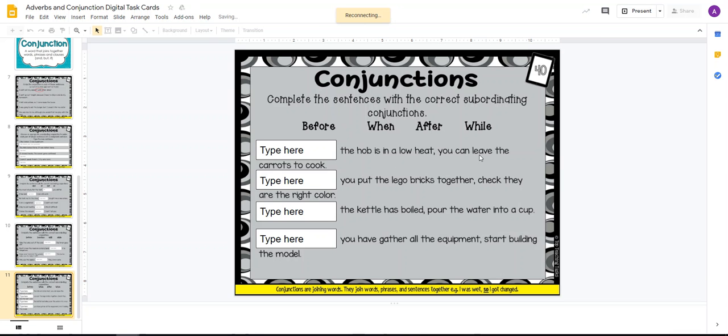So let's see. You're going to look at this sentence and we're going to choose one. "Blank, the hob is on low heat, you can leave the carrots to cook." You have to decide which one of these is going to fit here. Is it going to be "before the hob is on low heat, you can leave the carrots to cook"? No, and the hob is part of a stove, guys. So maybe "after the hob is on low heat, you can leave the carrots to cook." So it's after you do this. Subordinating conjunctions are just words that connect sentences in a different way. Okay, so this one would be "after."